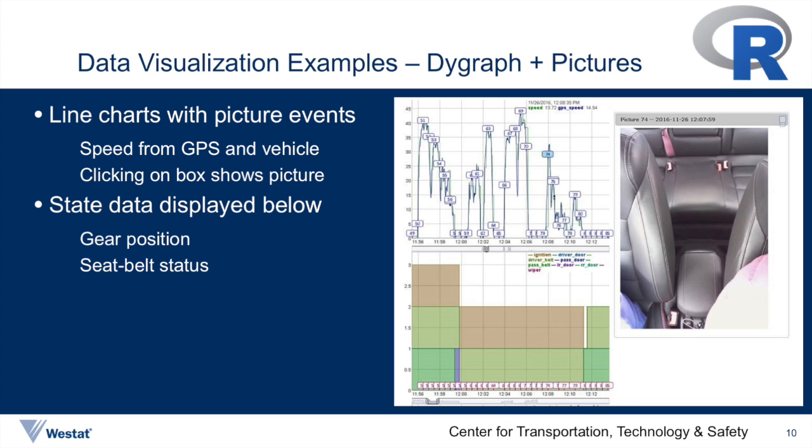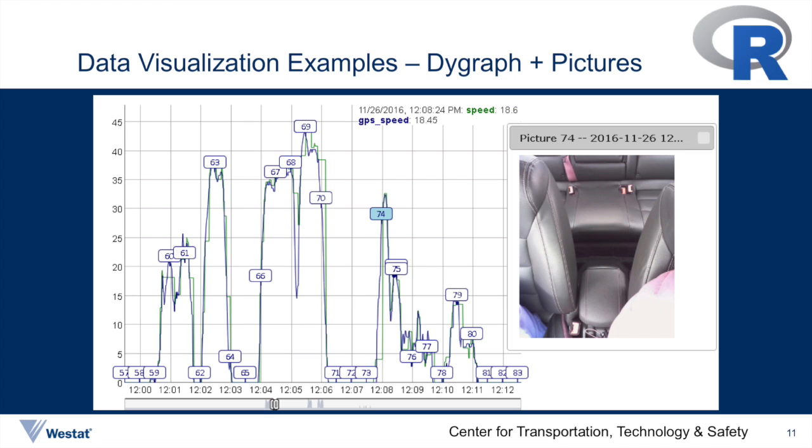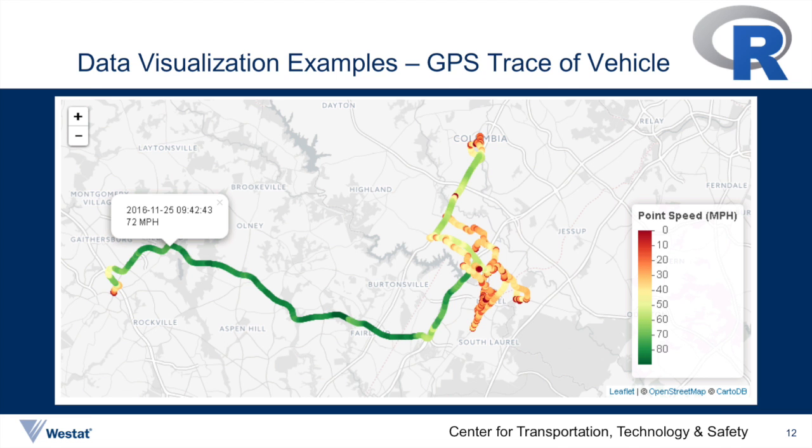And then below it, we have state variables like, is the seat belt on or off, or what's the position of the ignition. So you can synchronize all these displays so that when you change the time window that you're looking at in one, it updates the other one and makes exploring the data much easier. So that's just a zoom-in version of that chart. And then just a GPS trace colored by speed from that, for one of the instrumented vehicles.